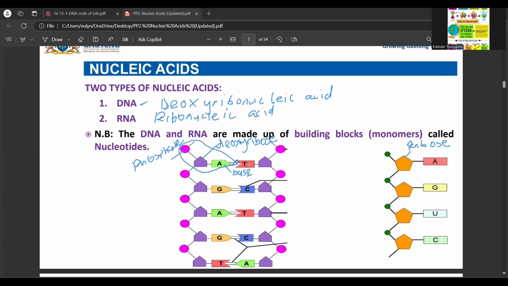If you check very well, these nucleotides go in pairs. A goes with T, G goes with C. So adenine goes with thymine, guanine goes with cytosine. Now, if you check here again, we have A, G, U, C. When it's an RNA, the thymine is replaced by uracil. When it's DNA, A goes with T. But when it's RNA, we don't have thymine; we have what we call uracil, U. That's the difference between DNA and RNA.